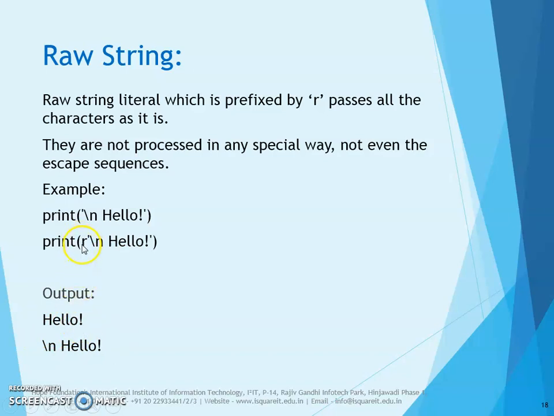If we prefix the string with R, R means a raw string. It is prefixed to the string hello. Then it will not consider this \n, which is an escape sequence. It will not be considered, and it will print whatever is written inside this code, that is \n hello. So if it is prefixed with R, it displays all the characters in that string.